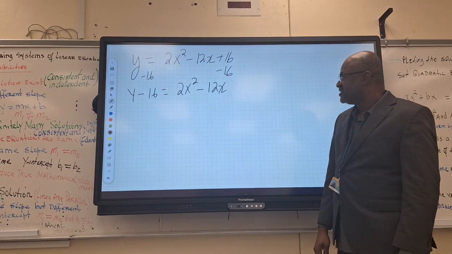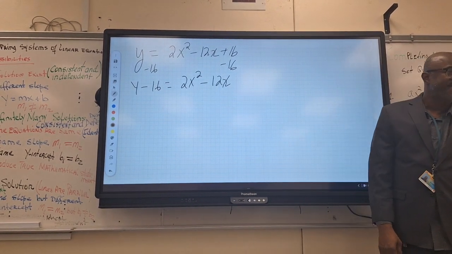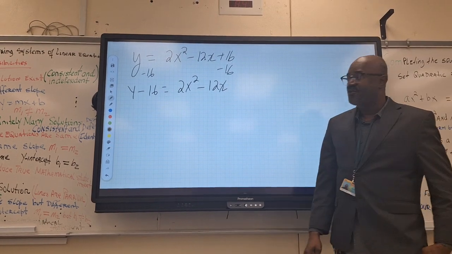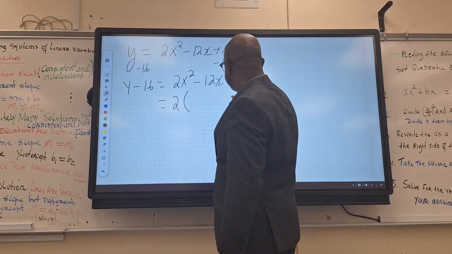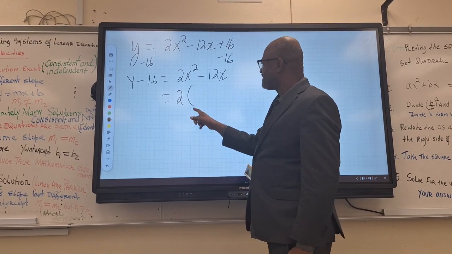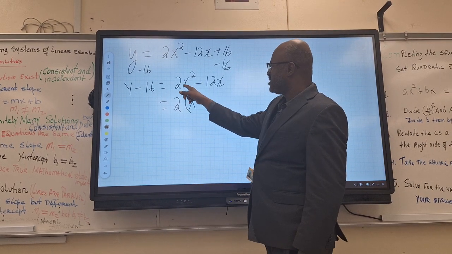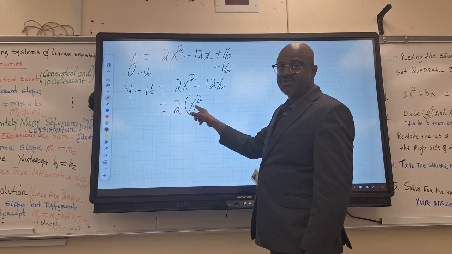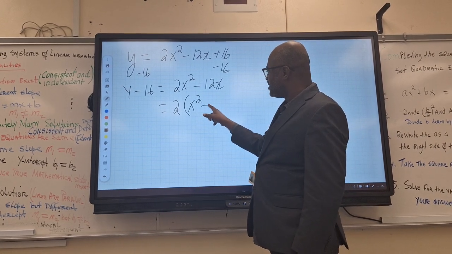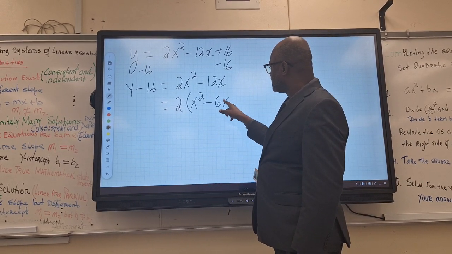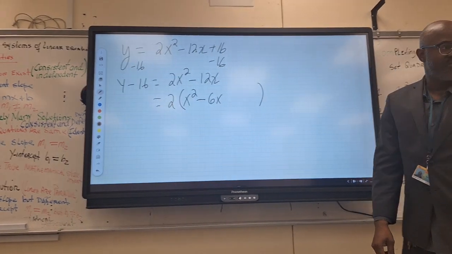Alright, now we have some issues. In this case, a is not 1. A is 2. We need to get rid of that, so we're going to factor the 2. Open parentheses. So we'll end up with what? X squared. You take the 2x squared divided by 2, and you end up with x squared. Take the negative 12x divided by 2. You will end up with negative 6x. Then now you can go by doing the business of completing the square.